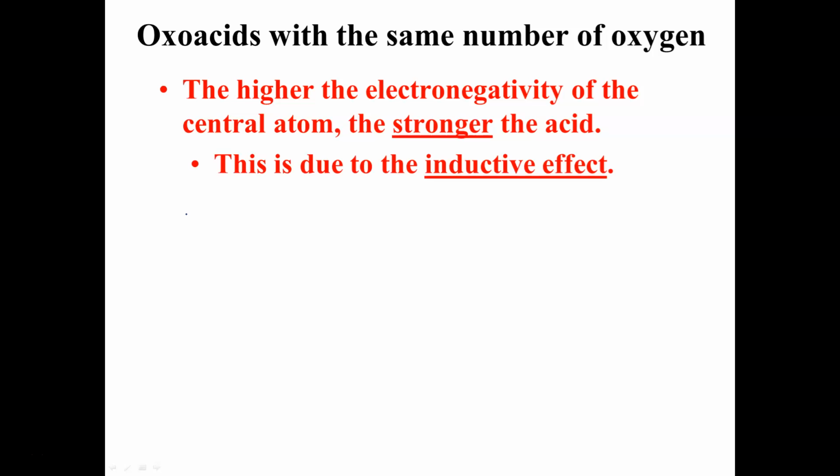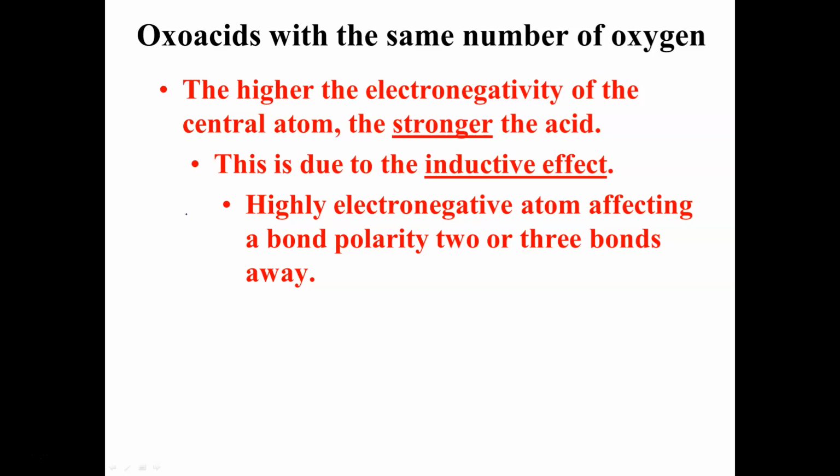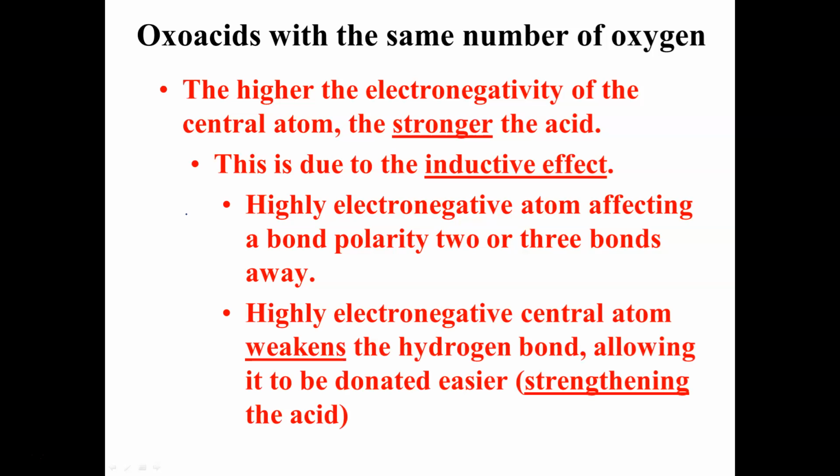I'm going to try to introduce something new here, a new vocab term called the inductive effect. I'll explain it a little bit more on the next slide. But an inductive effect is when one atom has an effect on other atoms a couple bonds away. So a highly electronegative atom affecting bond polarity 2 or 3 bonds away is what we're focusing on here for oxyacids with the same number of oxygens. A highly electronegative central atom weakens the hydrogen bond a couple bonds away, allowing it to be donated easier.